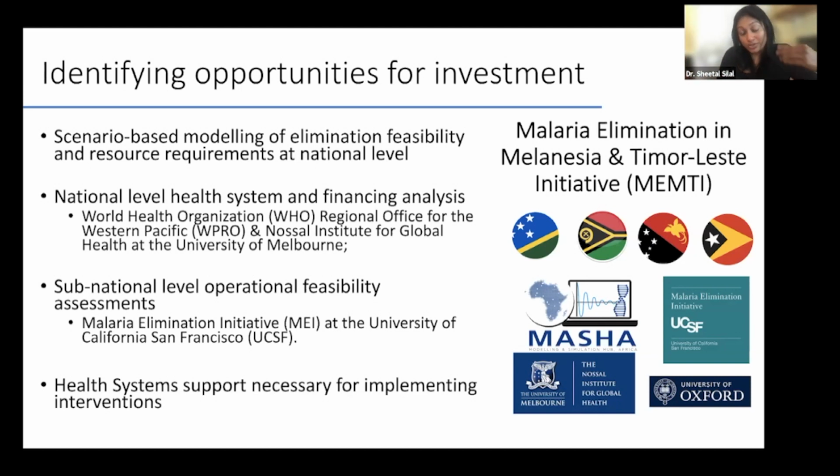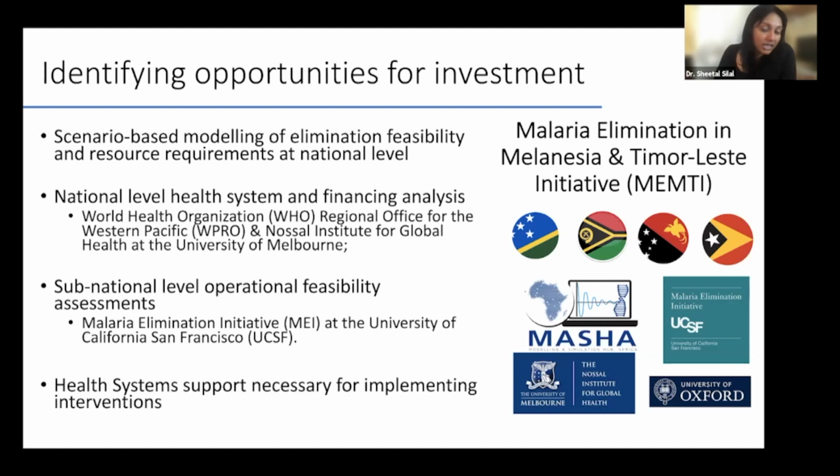But then we also considered some new interventions as well for the area. So I did a scenario-based modeling at a national level, but the discussion as to how implementable those scenarios really were was contextualized by 2 adjacent studies that were ongoing as part of this project. The WHO and the Nossal Institute for Global Health at University of Melbourne conducted a national level health system and financing analysis.